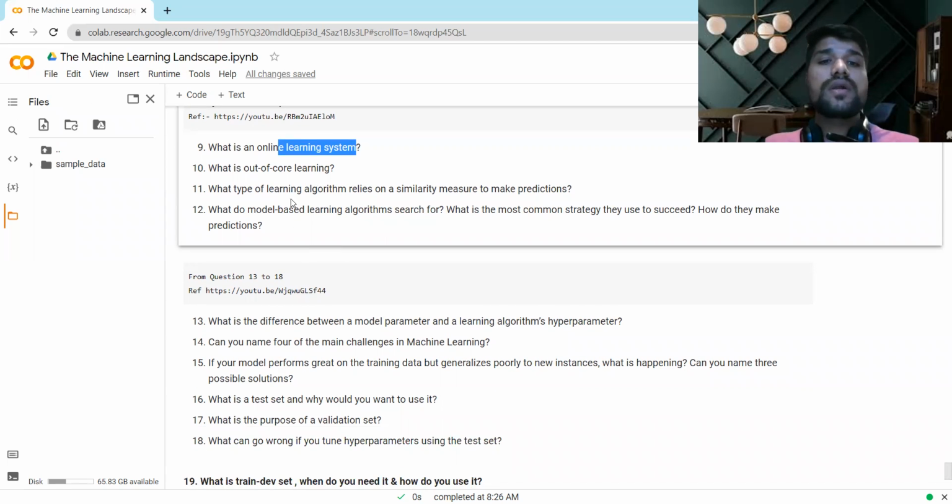Then, what type of learning algorithm relies on a similarity measure to make predictions? Okay, so this type of question I also explained in the video. What do model-based learning algorithms search for?